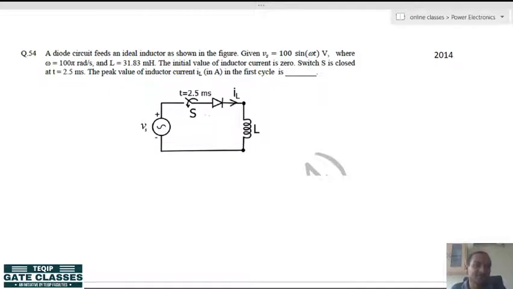Now, again you see here it is again the case of a pure inductor, but the question is somewhat tricky. Here the source voltage is given to you as 100 sin omega t, where omega is 100 pi. So, if omega is 100 pi radians, what will be the f?